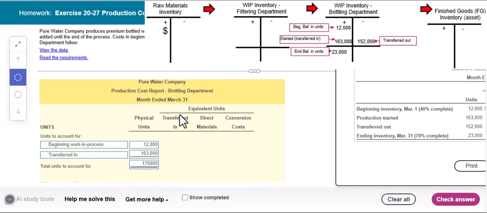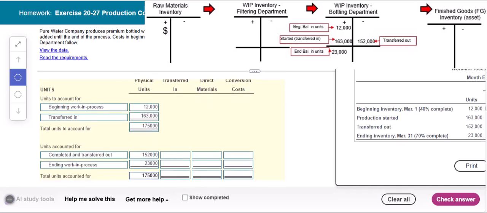So now here we're going to calculate the equivalent units of production for each of these. We're going to start with just this column that's transferred in. These are units that were transferred in from the filtering department into the bottling department. So we had to figure out what percentage of their costs are going from the filtering department to the bottling department. And since they are completed, 100% of those costs are going from the filtering department to the bottling department.